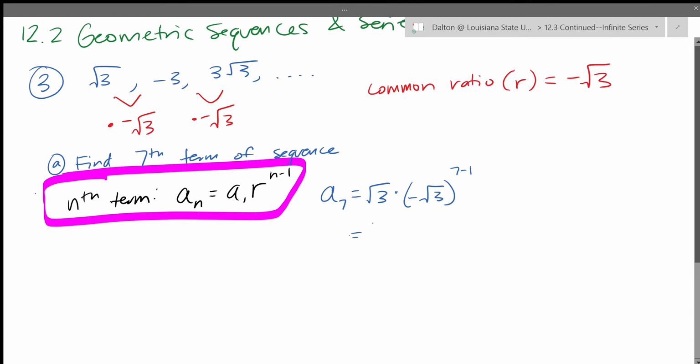So what happens is when you simplify that, you get the square root of 3 times negative square root of 3 to the 6th power. And you have to actually calculate what that is. Well, if you have a difficult time doing that quickly, mentally, write it out. This would be the square root of 3 times negative square root of 3 times negative square root of 3, 6 times, right?